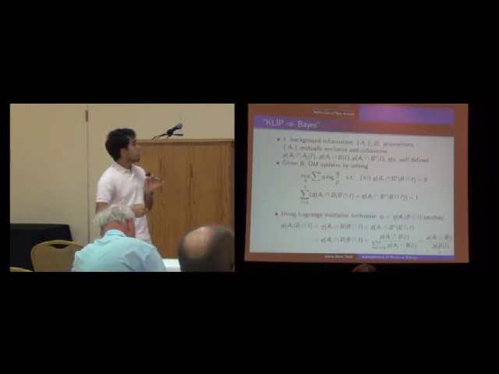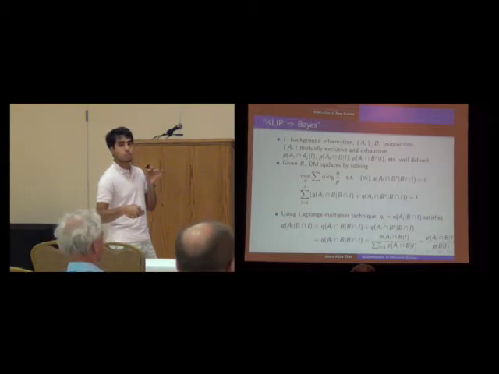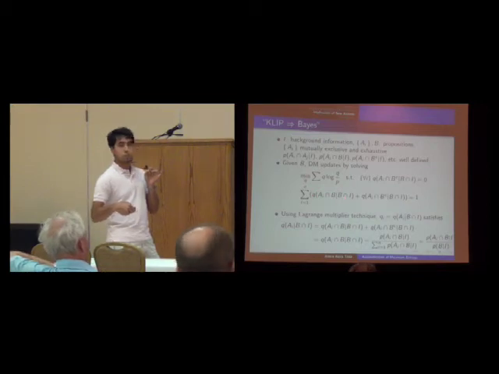And you can use the Lagrange multiplier technique to solve for this. And the result will be that for series of AI and BC, these are all zero by construction. And for series for AI and B, it turns out that these are proportional to the prior.